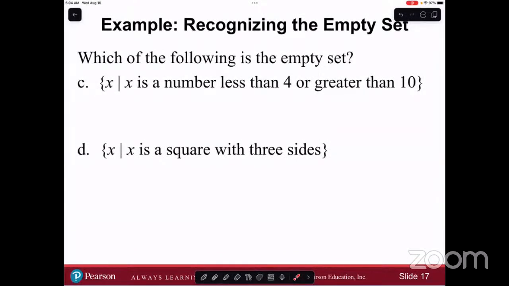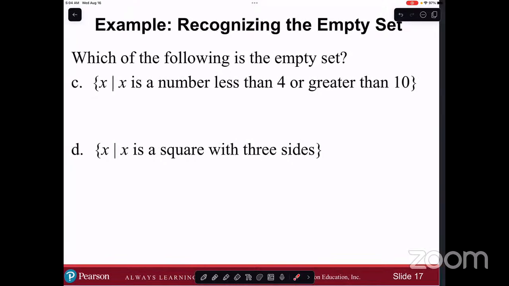The set of all X such that X is a square with 3 sides, right? One of the main properties of a square is that it has 4 sides, right? So D is an empty set. That's the first one that we've come across that is officially an empty set, because you're not going to have a square that has only 3 sides, and it's going to be a triangle at that point.